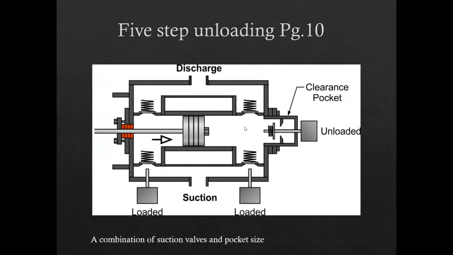Okay, five-step unloading builds on both of the previous methods. It's a combination of suction valves and pocket size. So we have the suction valves just as we had here. They're both closed at this point in time, so they're loaded. Here I have a clearance pocket connected to an unloader on a solenoid type valve. And again, this opens and closes, changing the volume that can be compressed by the piston.